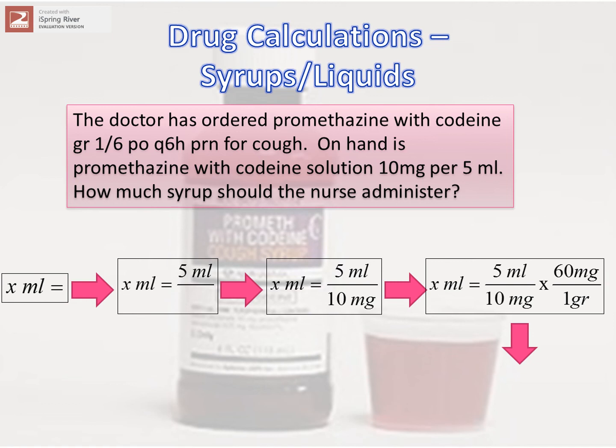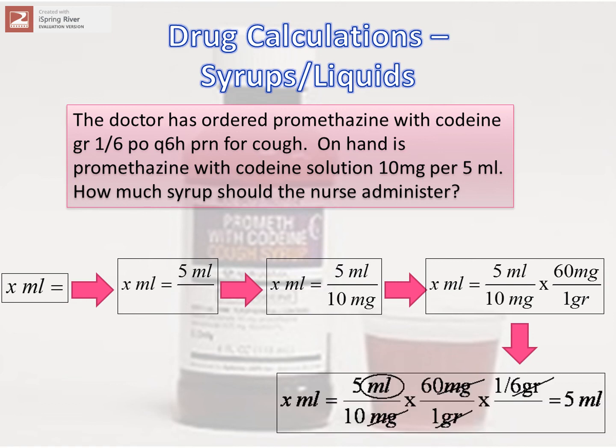So we're going to go back to our problem and say, how many grains are in that problem? It's 1/6 of a grain, so we're going to put that on top. 5 times 60 times 1/6 divided by 10 divided by 1. And that should give you 5 milliliters. Our grains cancel out, our milligrams cancel out, and we're left just with milliliters. That's how we know we're right.